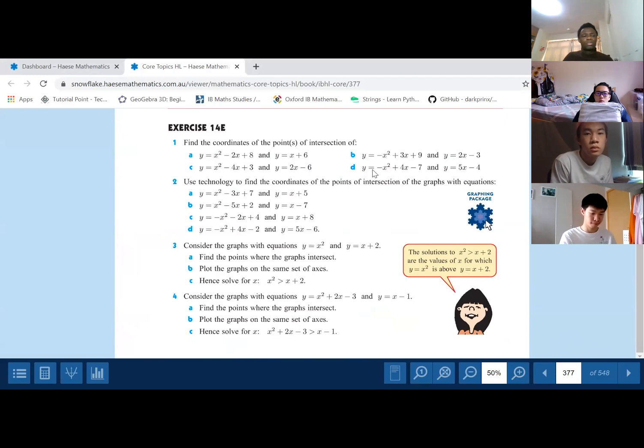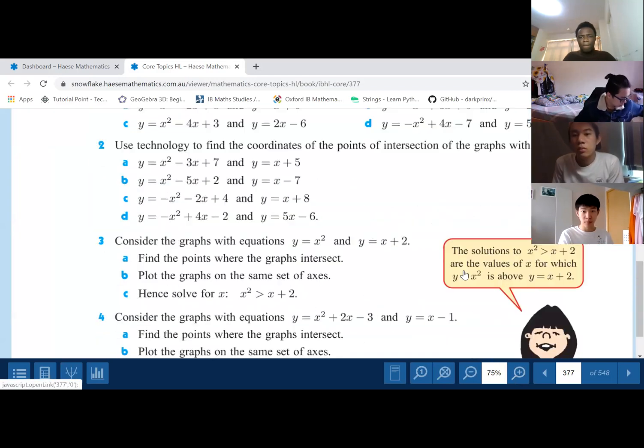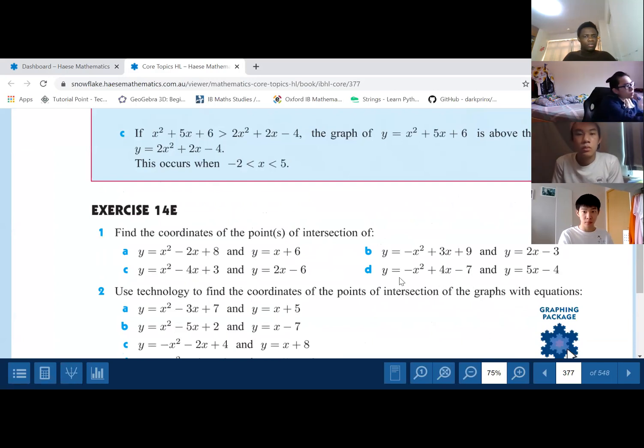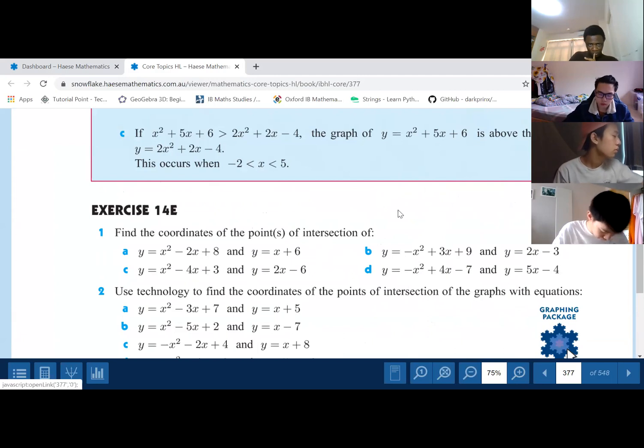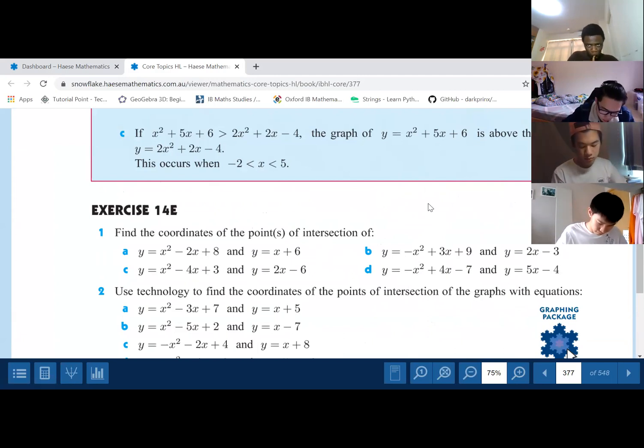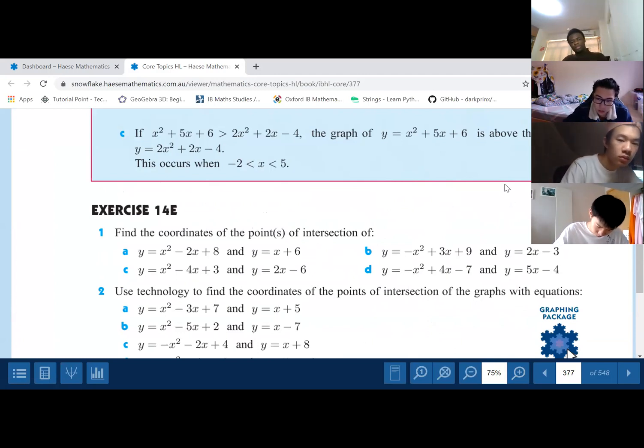Okay, no, 1D. 1A, A is usually a simple question. 1D. Let's everybody quickly do question 1D. This one, maybe I enlarge it. This one. So the question is to find the coordinate of point of intersection of the two graphs. Please take note of the question so I can open something else.